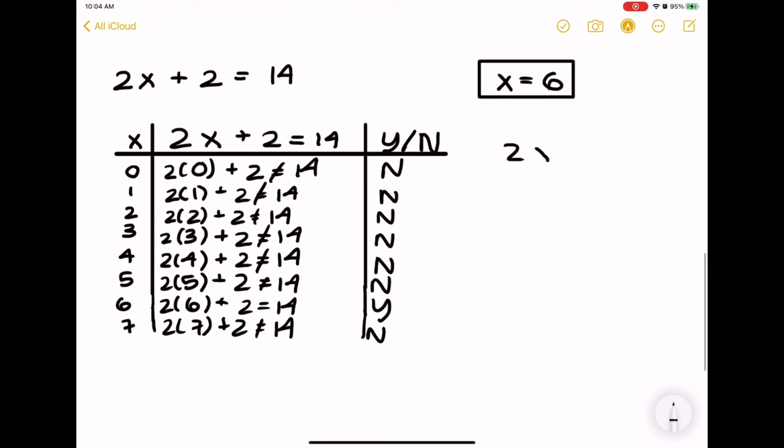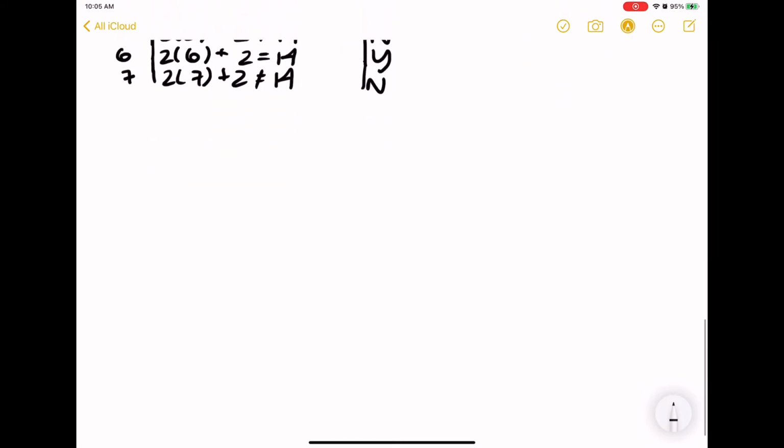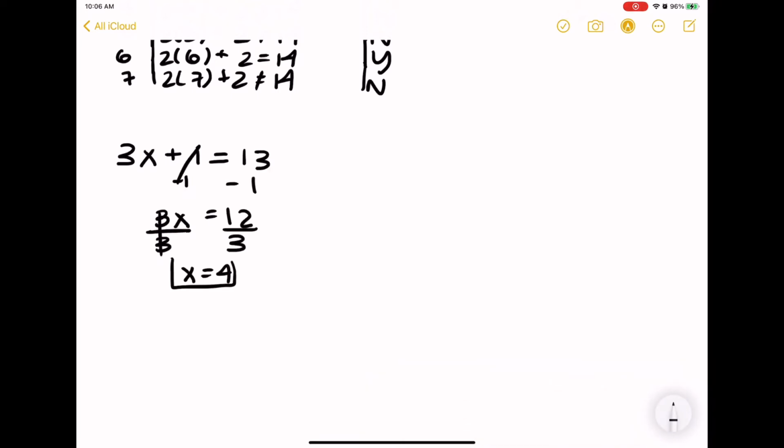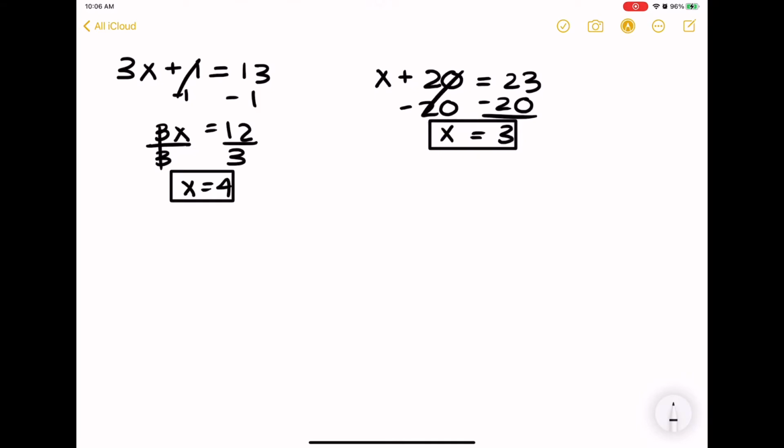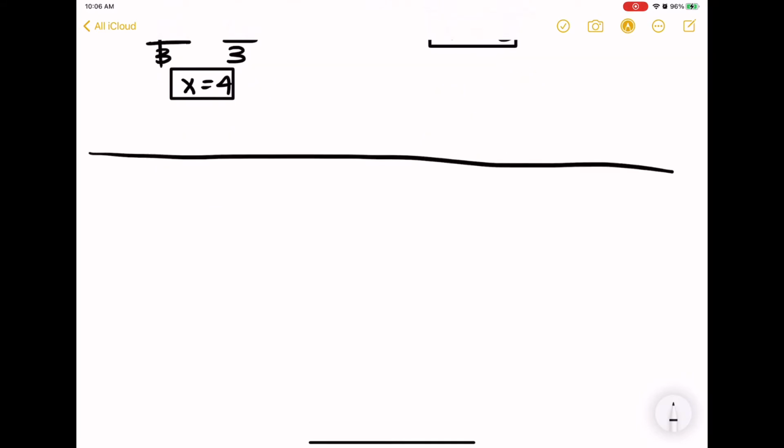But there's an easier way we can figure it out. We can subtract 2 and divide by 2, because what we're doing here is trying to isolate the variable and do the opposite. So if it's addition, we'll do subtraction. If it's multiplication, we'll do division. Let's do another problem. Let's say we have 3x plus 1 is equal to 13. Well, we can simply solve it really quickly, with x is equal to 4. And we can also do that again with any equation.